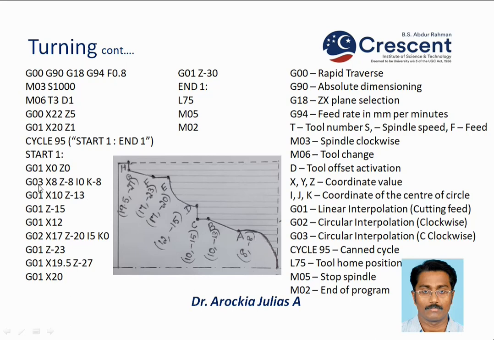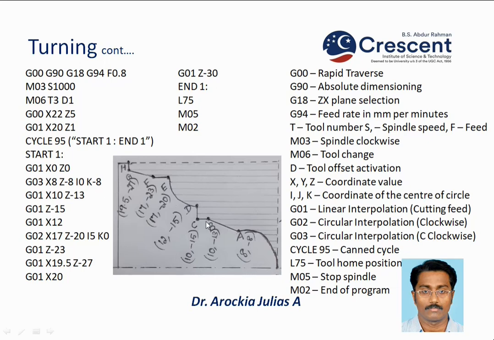The tool has to move in the counterclockwise direction. So we use G03 and the final point A, which is X8 and Z minus 8. Now we have to give I and K, that is the coordinate of the center of the circle. Whenever we take a circular path, the center point should be given. For that we use I, J and K. Okay, I is for X and K is for Z. So in this particular problem there is no movement in the X direction. Okay, so I is 0 and K is minus 8.